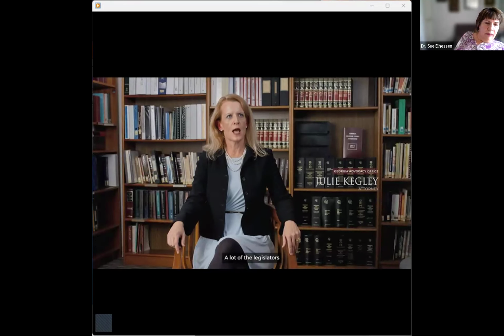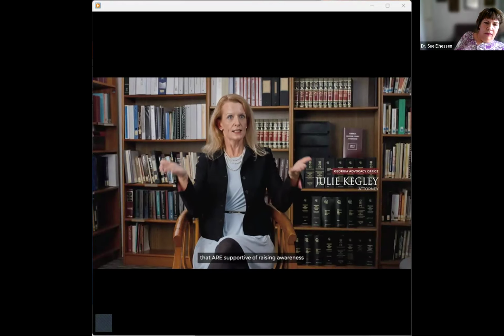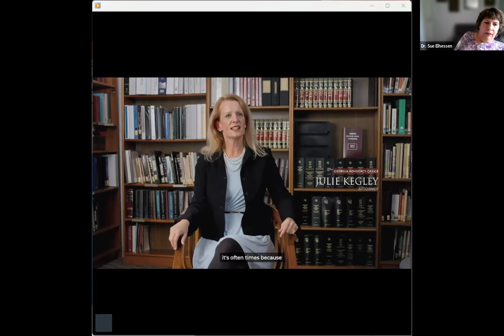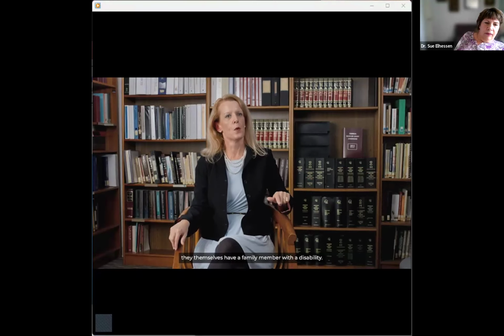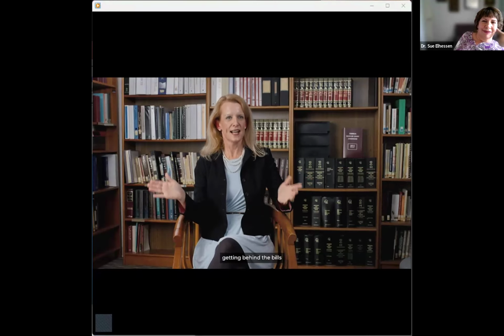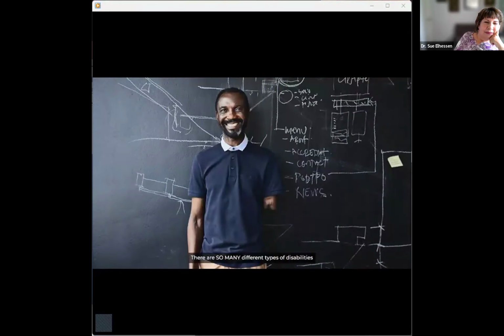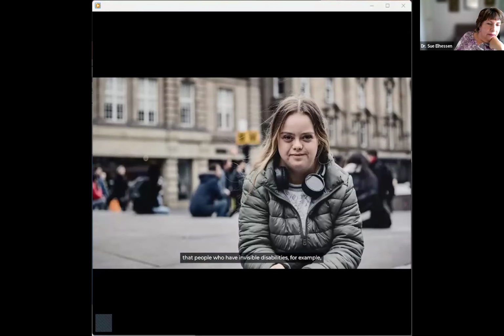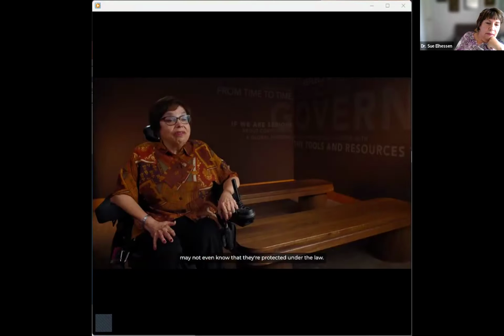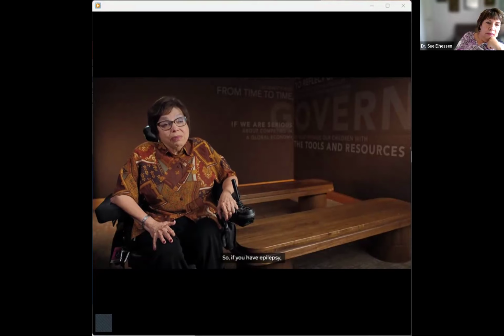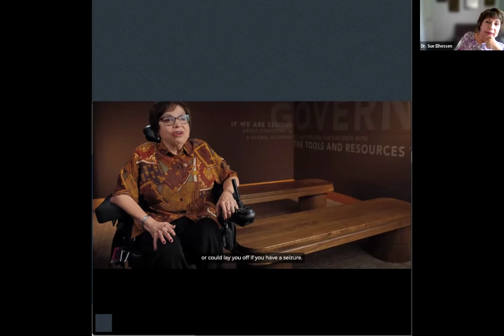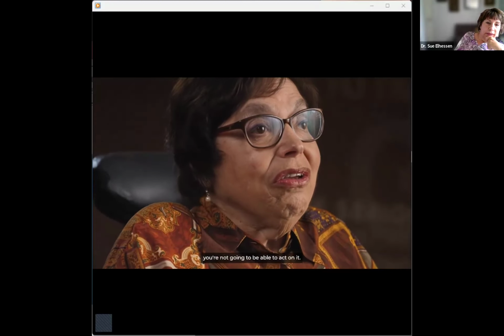A lot of the legislators that are supportive of raising awareness of people with disabilities is oftentimes because they themselves have a family member with a disability. So then they are the ones getting behind the bill and the legislation that would advance the rights of people with disabilities. There are so many different types of disabilities that people who have invisible disabilities, for example, may not even know that they're protected under the law. So if you have epilepsy, it's something that one can't see, but an employer potentially could discriminate against you if they know that you have epilepsy, or could not advance you in employment, or could lay you off if you have a seizure, all of which would not be legal, but if you don't know that, you're not going to be able to act on it.